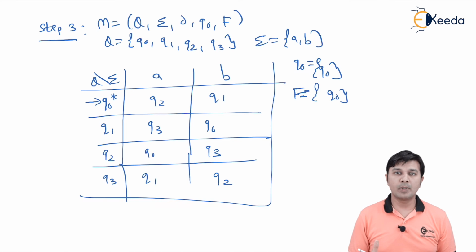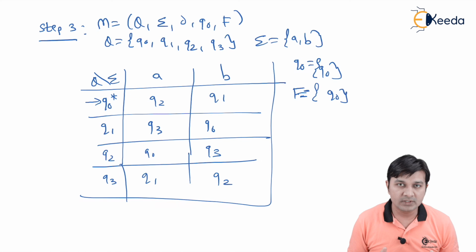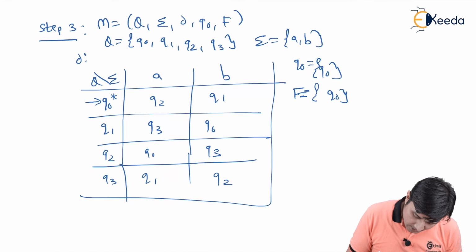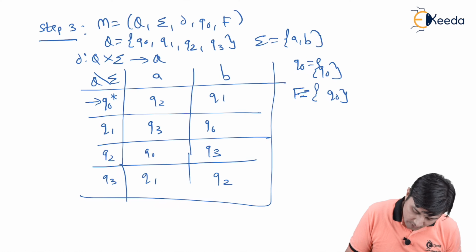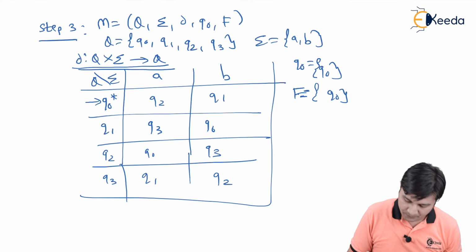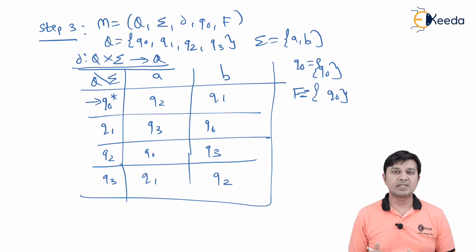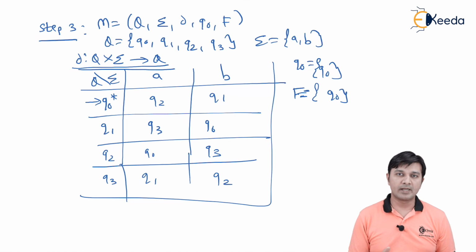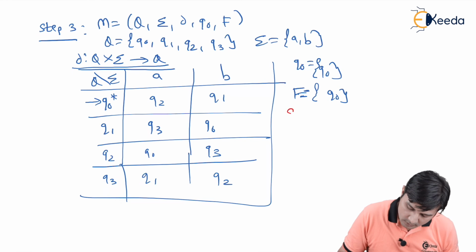Lastly, the heart of the problem, the transition function. The transition function says del Q cross summation gives you Q, and we have already implemented that below, right? So that completes my step 3, designing of the minimized DFA. Now it is the time to draw the transition diagram. So let's go ahead. Step 4.